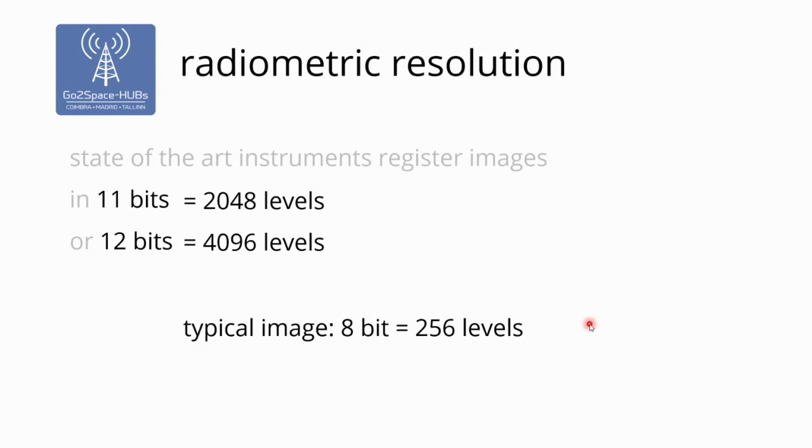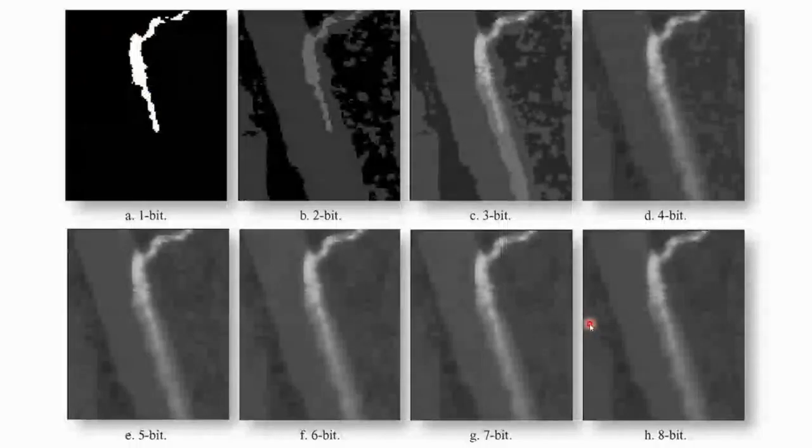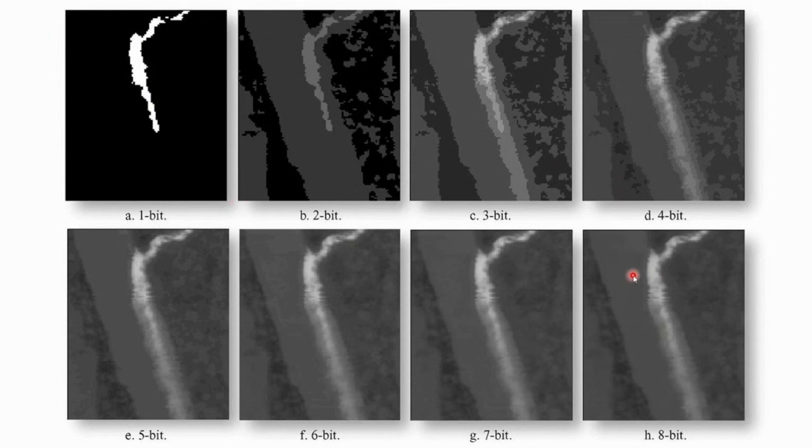But every image is only 8-bit, so it's only 256 levels, and even that is much more than we need actually. Our eyes, our minds. Here we have 8 different images. Actually, that's the same image but degraded to different radiometric resolution. This one contains 256, that's 8-bit, 256 levels.